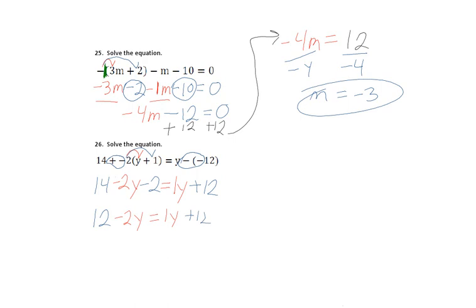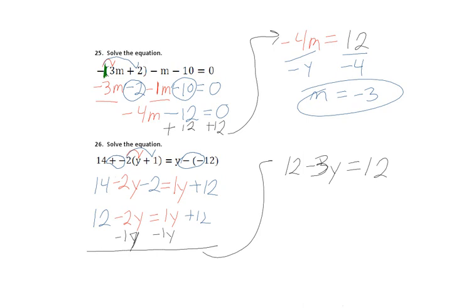Alright, the next step is to move all the letters to the left side. So that means we're going to have to subtract 1y from both sides. So this is going to become 12 minus 3y equals 12. Alright, next we will subtract 12, so all the numbers go to the right side. So this becomes negative 3y equals 0. The last step is to divide by negative 3, but it doesn't really matter because 0 divided by anything is still 0.